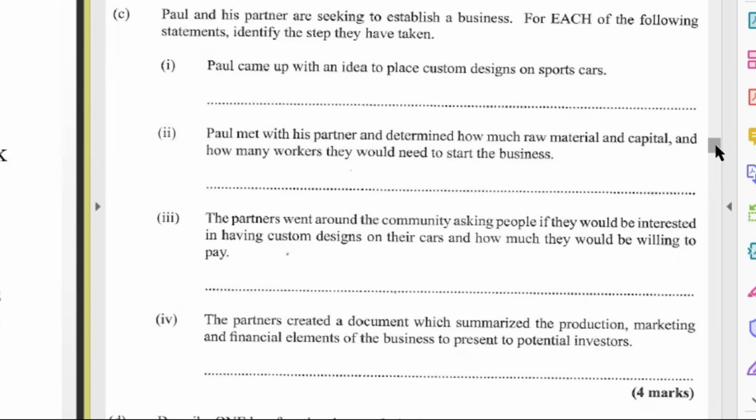Fourth one, the partners created a document which summarized the production, marketing, and financial elements of the business to present to potential investors. Now, think about it. Which step of establishing a business would go at each of these areas?